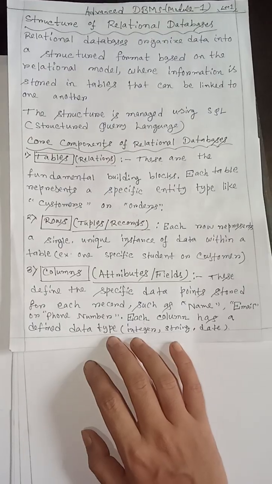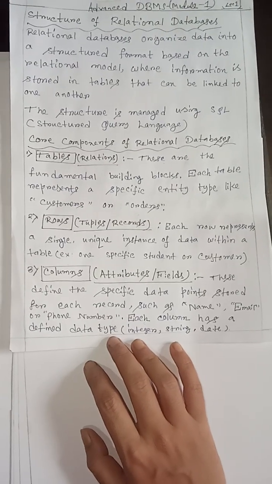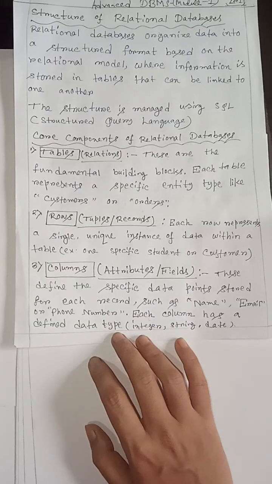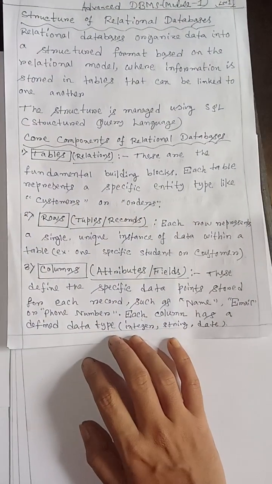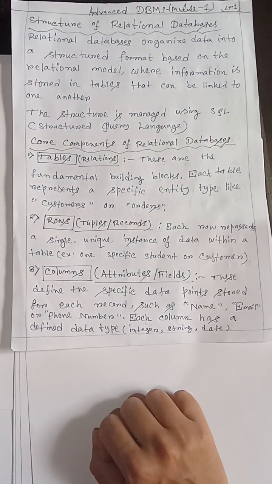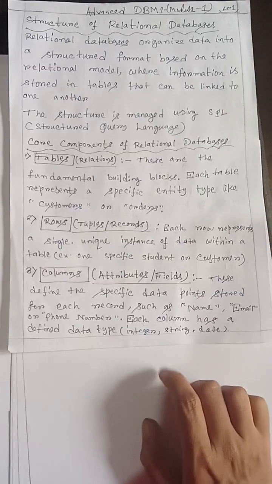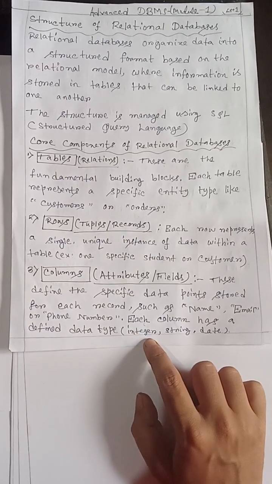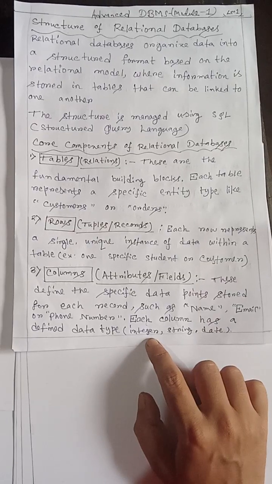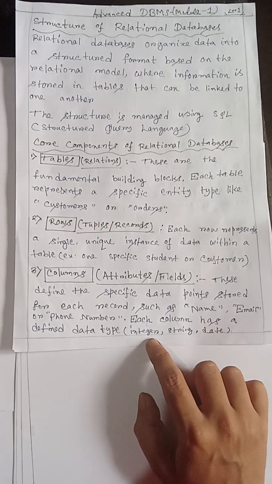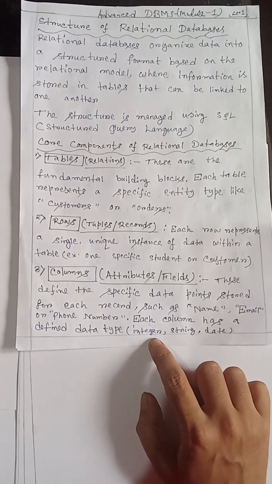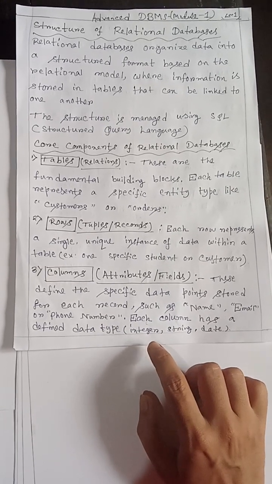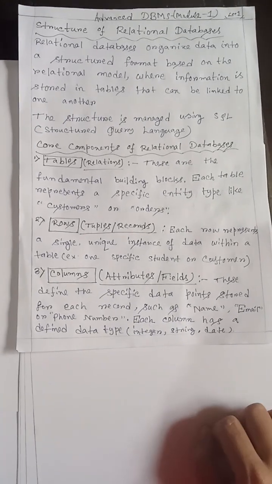Next is rows, or tuples, or records. Each row of the table represents a single unique instance of data within a table. Next is columns, or attributes, or fields. Columns of the table are also known as attributes or fields, and these define the specific data points stored for each record, such as name, email, phone numbers, etc. Each column has a defined data type such as integer, string, date, etc.